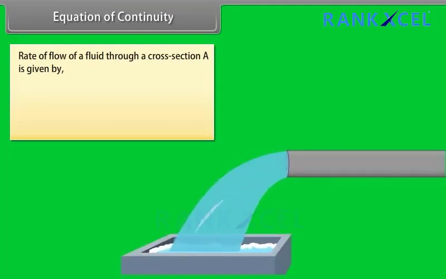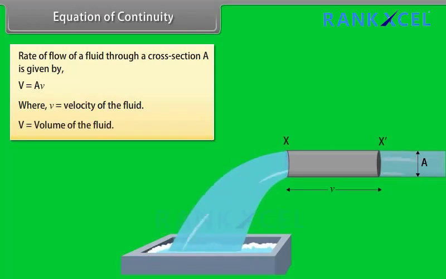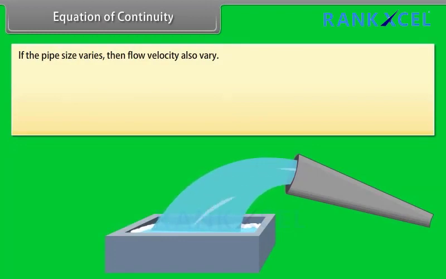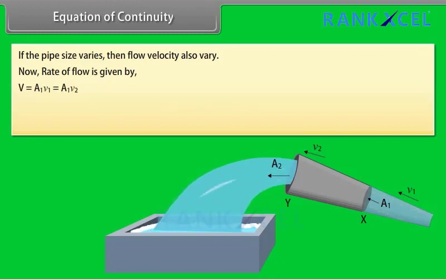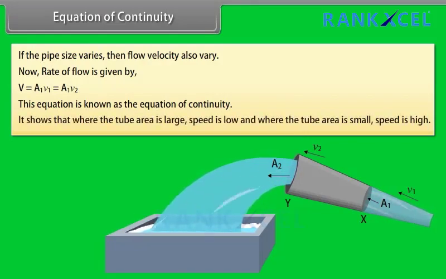Equation of continuity. Rate of flow of a fluid through a cross-section A is given by V = Av, where v is the velocity of the fluid and capital V is the volume of the fluid. If the pipe size varies, then flow velocity also varies. Now, rate of flow is given by V = A1v1 = A2v2. This equation is known as the equation of continuity. It shows that where the tube area is large, speed is low, and where the tube area is small, speed is high.